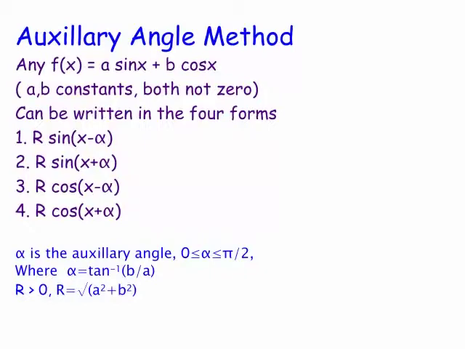You can see here it can be written as r sine of x plus or minus alpha, or r cos of x plus or minus alpha. This alpha is the auxiliary angle, and usually we get the acute angle. We can actually derive that alpha is inverse tan b on a, and the r at the front is the square root of a squared plus b squared, and we'll go through and look at that in a minute. But how can this occur? I just wanted to show you.